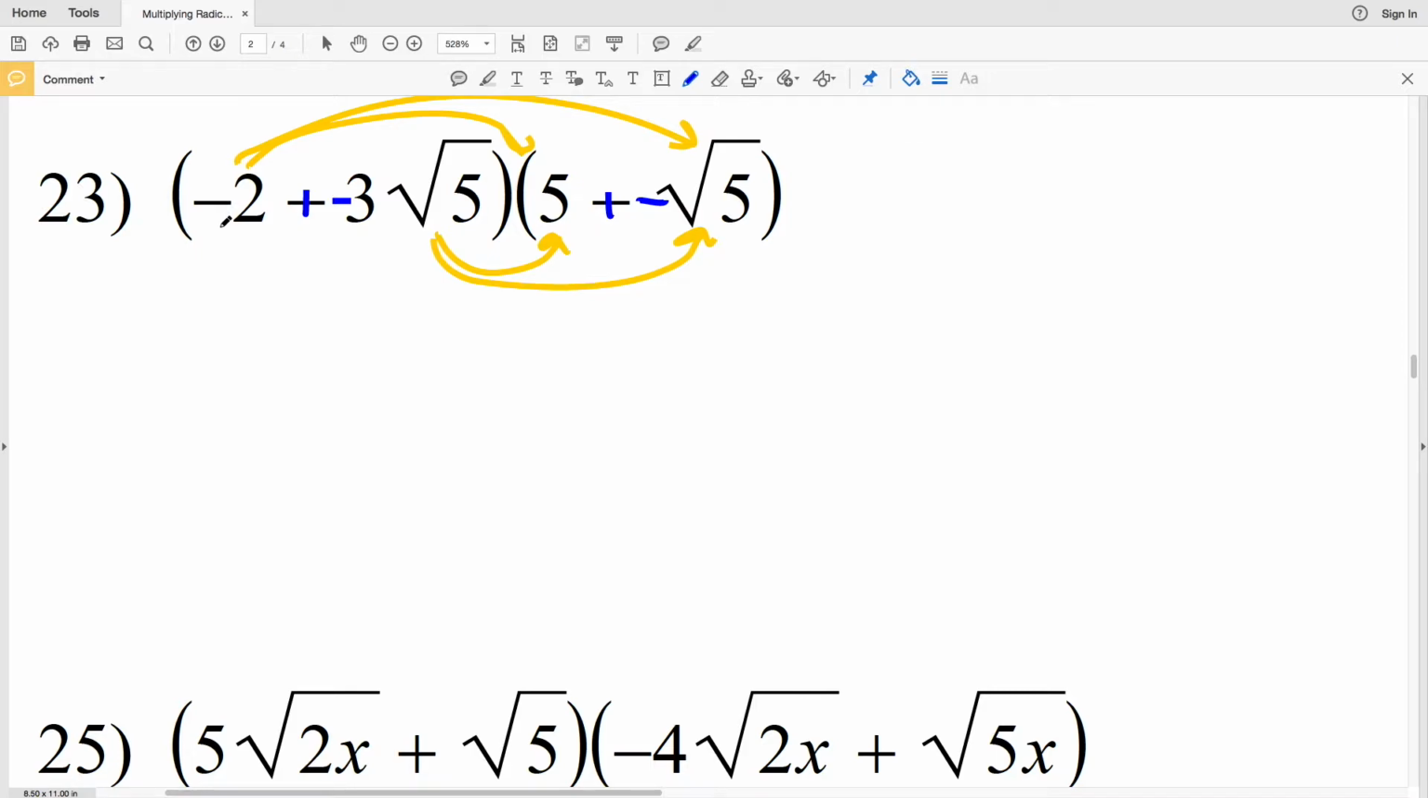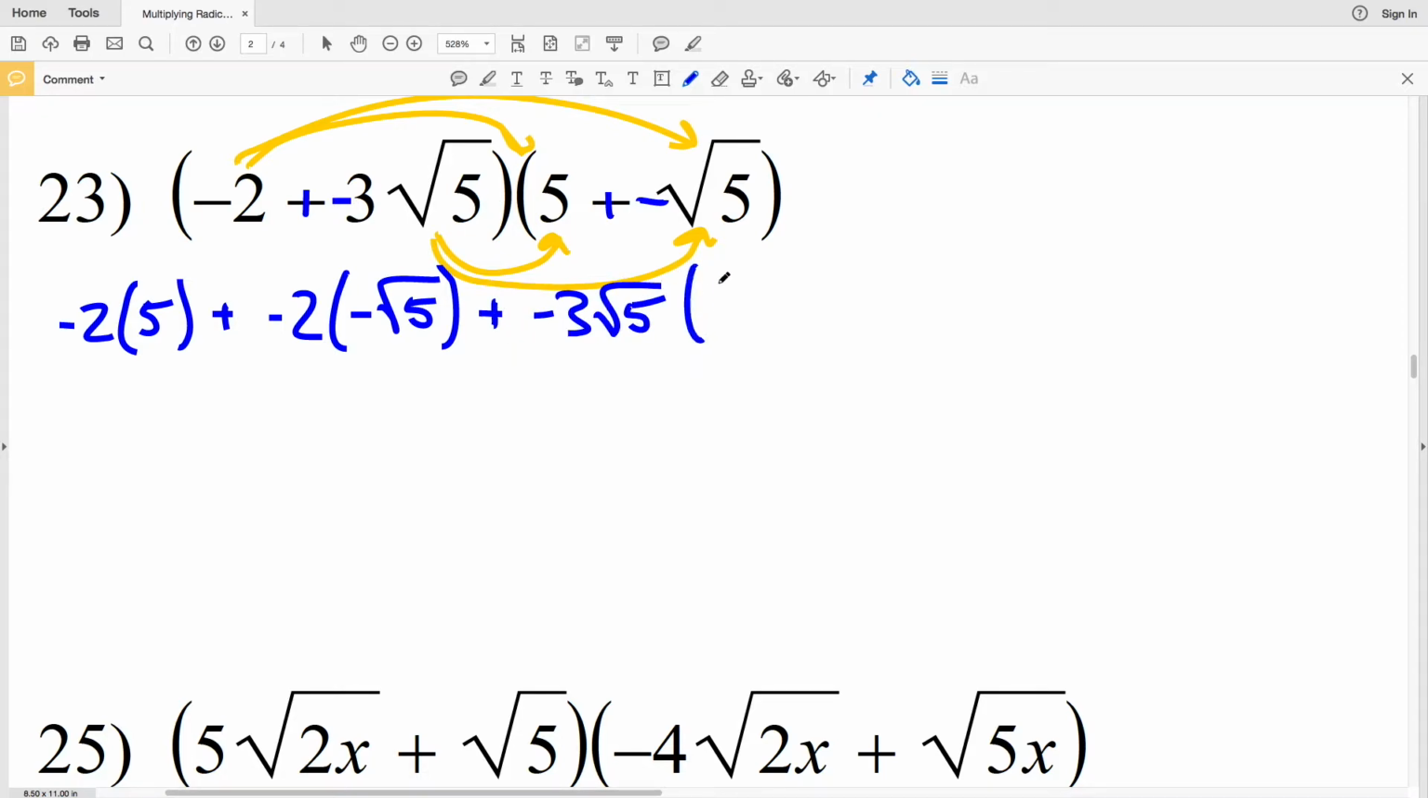Now, first is negative 2 times 5, and then I'll add that to the outside terms, which is negative 2 times negative square root of 5, and then my inside terms is negative 3 times the square root of 5 times positive 5, and then I'll add that to my last terms, which is negative 3 times the square root of 5 times negative square root of 5.